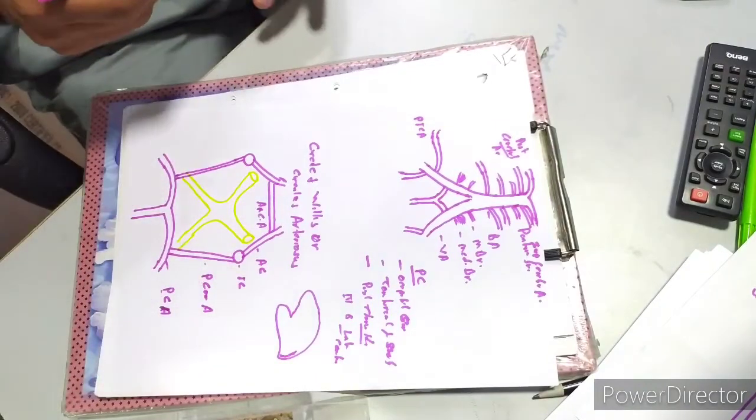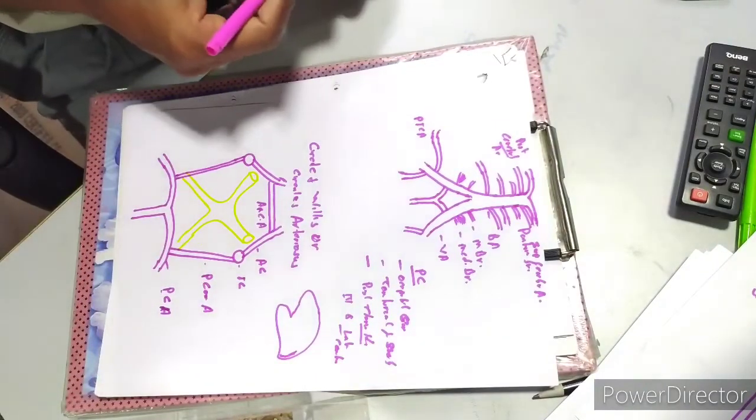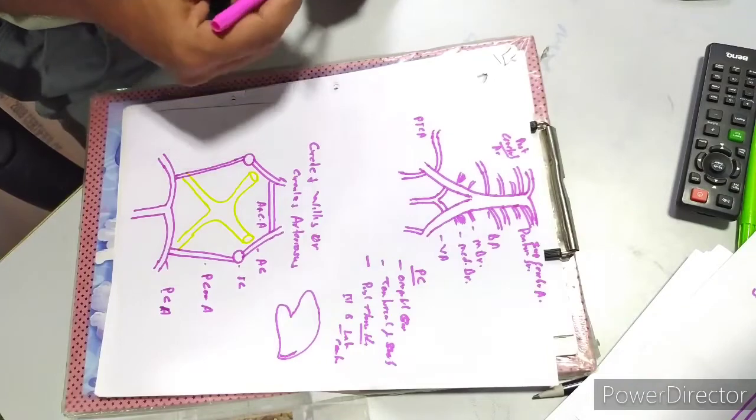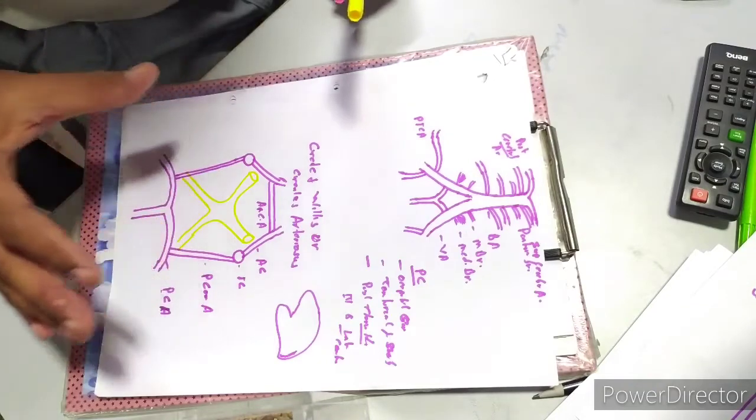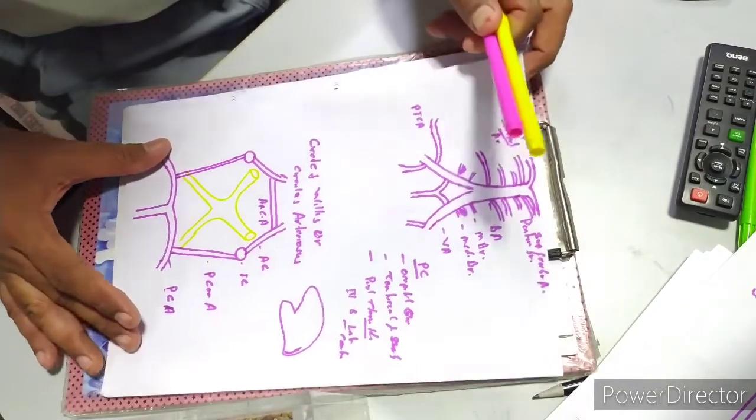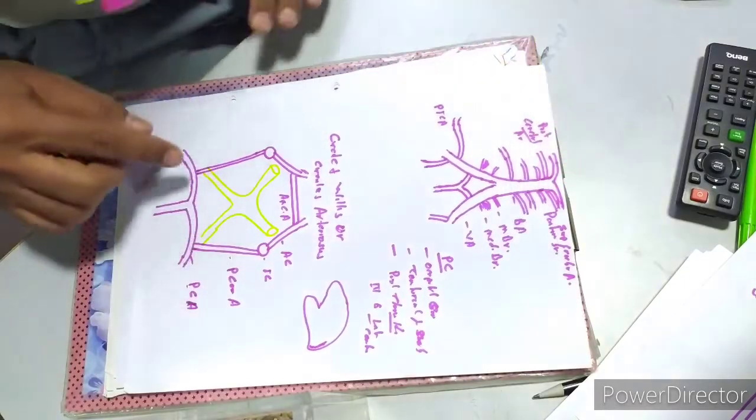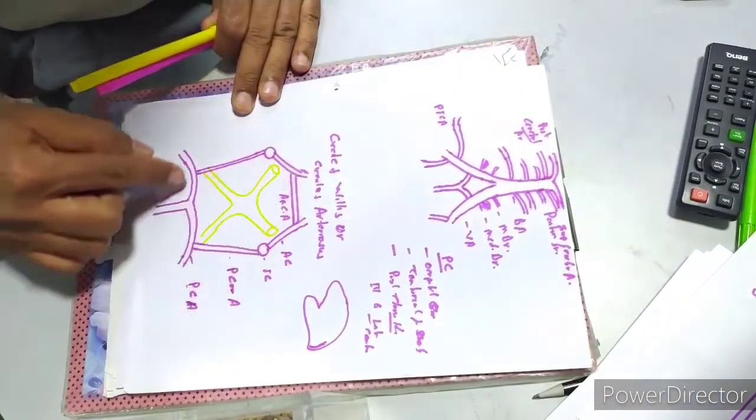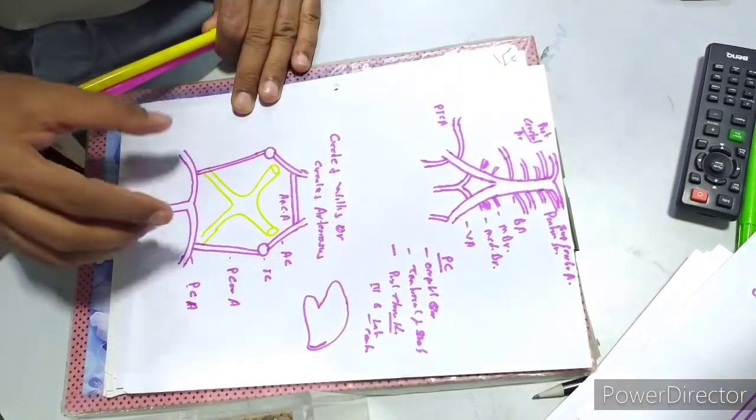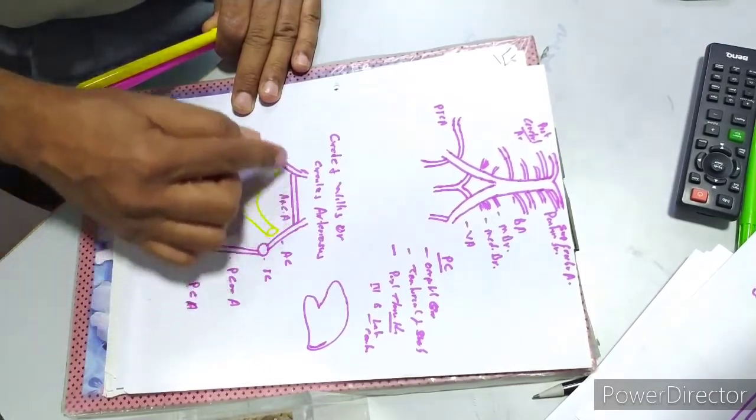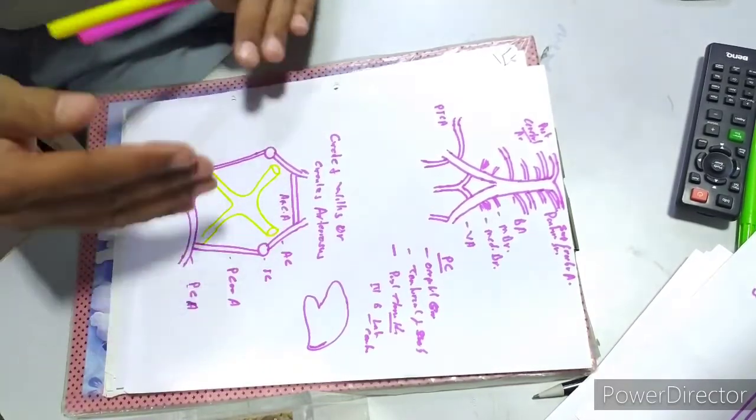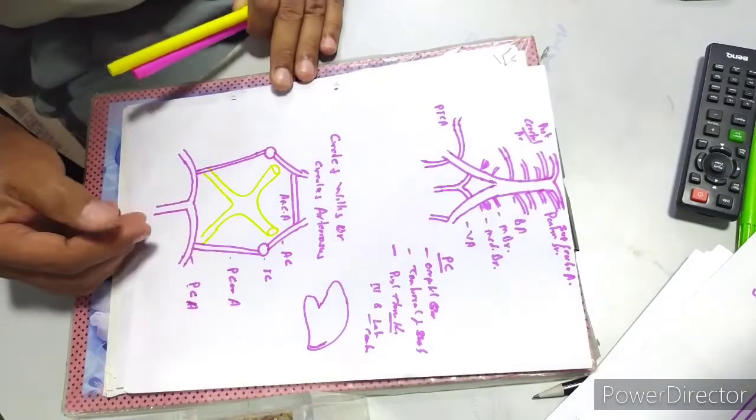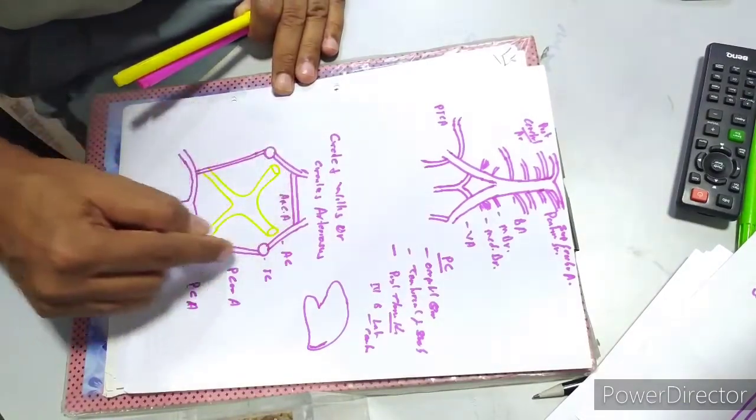Now, what are the branches of this circle? What is the functional importance? The functional importance of this arterial circle is that it maintains the pressure in all the arteries on both sides of the cerebral hemisphere. So it makes an equal distribution.